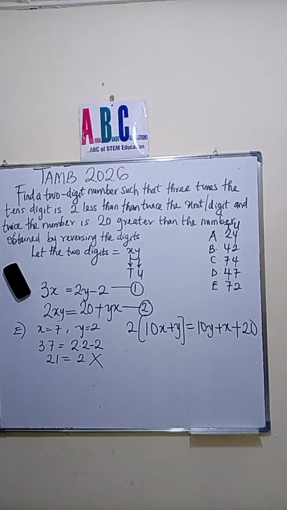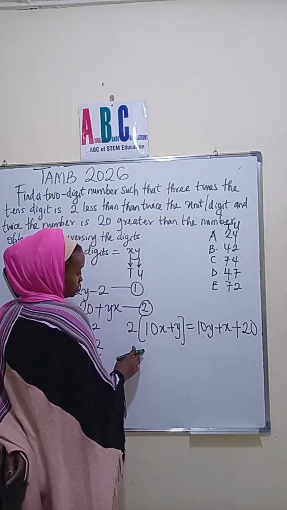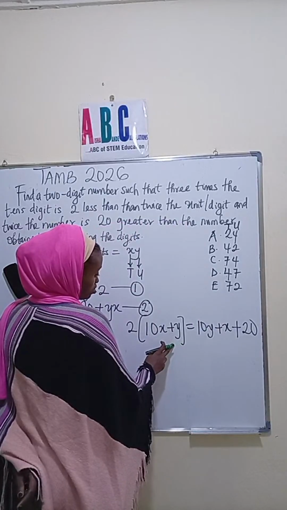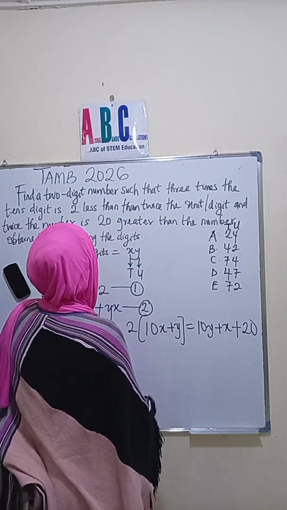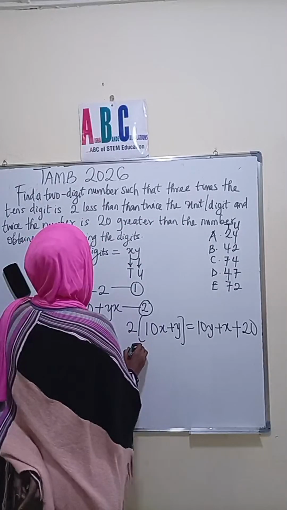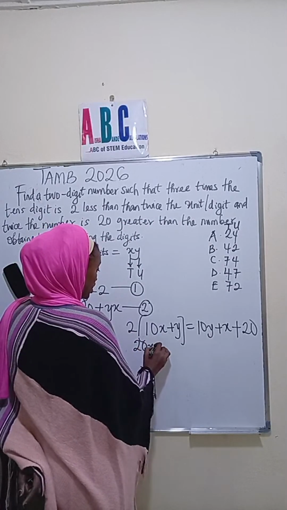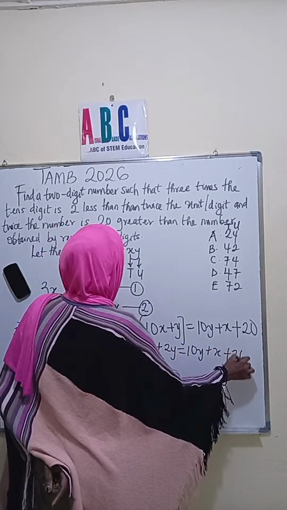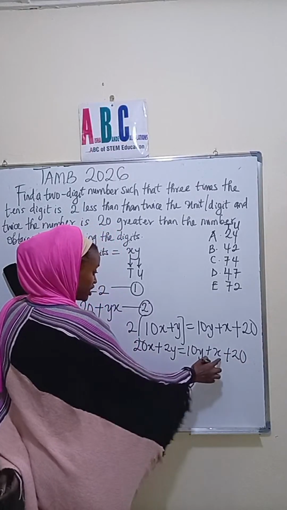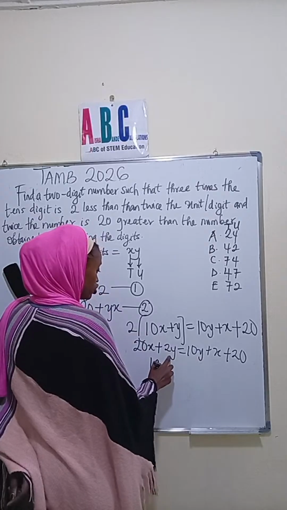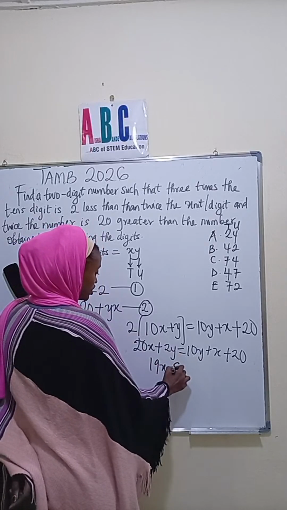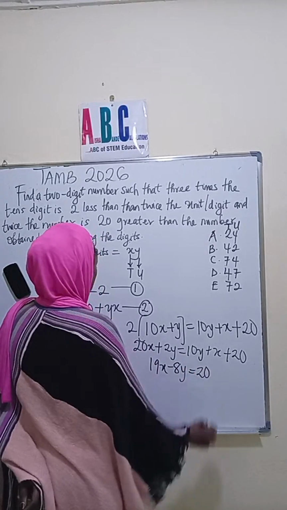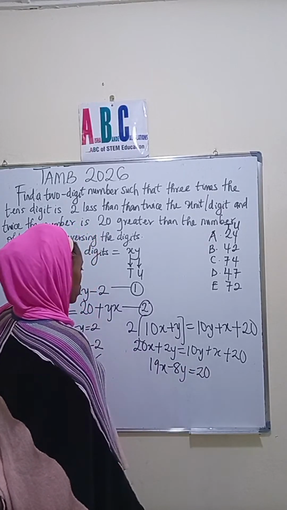So is it the same thing? Let me see. This equation, this one. So let me expand this and see if it will be the same. This will be 20x plus 2y is equal to 10y plus x plus 20. I want to see if it will be the same with your own. 20x minus x will give me 19x, plus 2y minus 10y is minus 8y, is equal to 20. So it's not the same at all. Our equations are not the same.